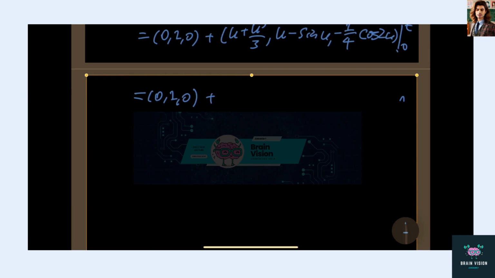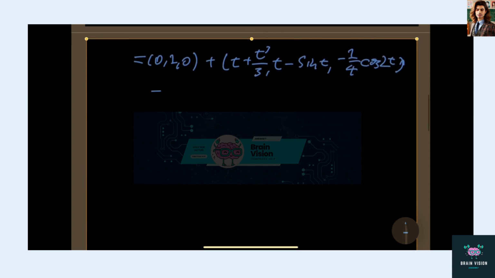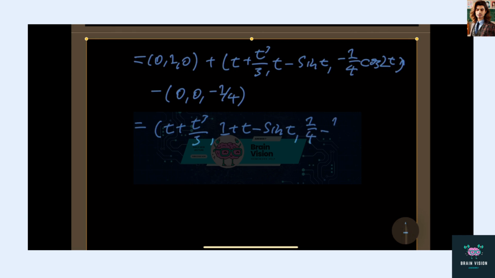And then this can be evaluated to t plus t to the third over 3, and t minus sine of t, and then negative 1 over 4 cosine of 2t, minus 0, 0, negative 1 over 4, which equals t plus t to the third over 3, 1 plus t minus sine of t, and then 1 over 4 minus 1 over 4 times cosine of 2t.